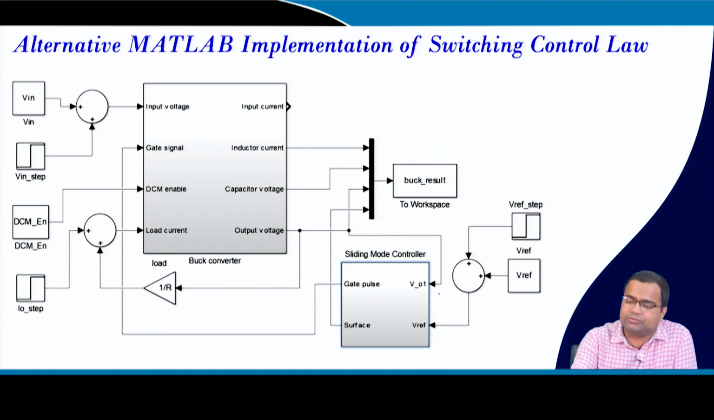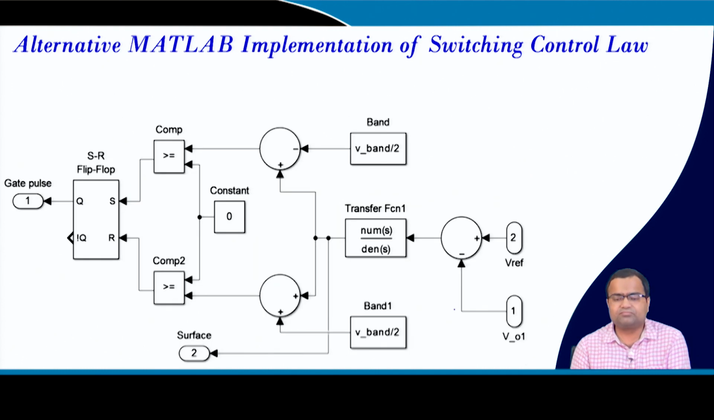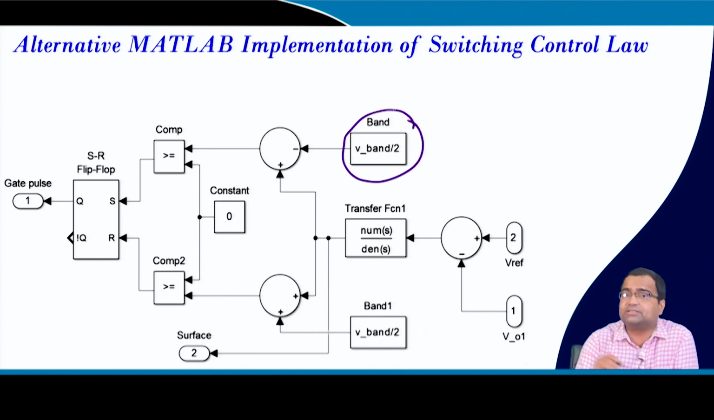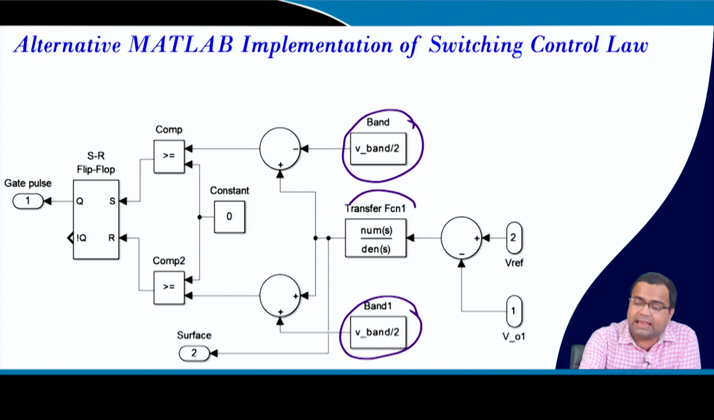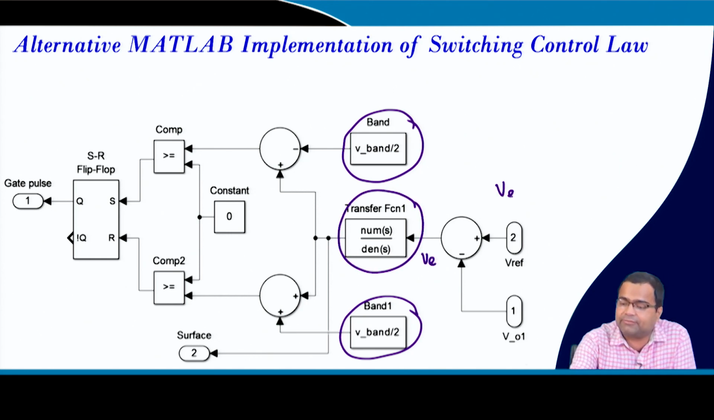So, the implementation here is different. I have not used any inductor current, neither is there any load current. It is only output voltage and the reference voltage. And inside I am using a voltage band rather than current, because there is no current here. The voltage hysteresis band, and here again I am setting. This is like your error voltage, where I have taken Vref minus V0, and the controller here is something like a PID controller.